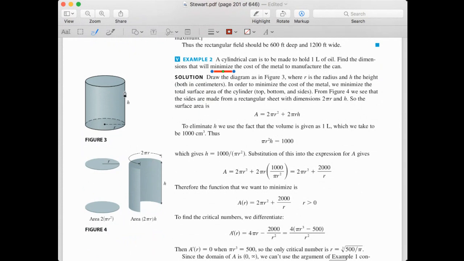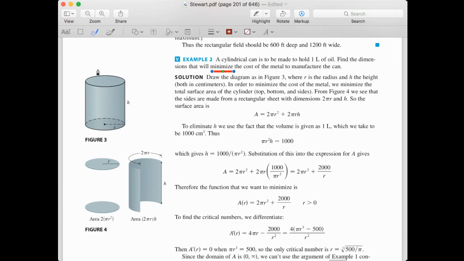The body, if we slice from a point, we see the body is a rectangle, right? If we cut in the middle, then we make it flat, that's a rectangle. One dimension is the height, another dimension is the circumference of the circle. So the circumference of the circle is 2 pi r. So this is talking about the area, right?